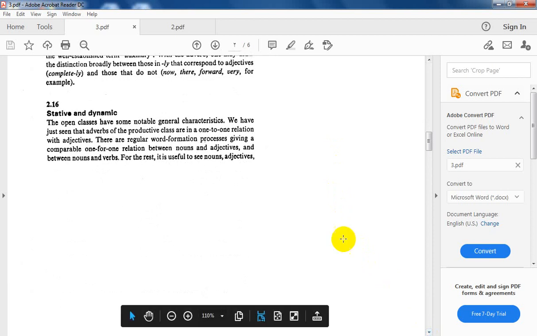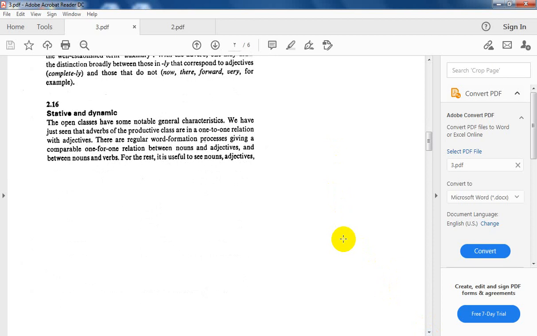The last item that will be discussed in our lecture today is stative and dynamic. Here we are going to classify the parts of speech that were previously discussed or explained: which parts are stative and which are dynamic, and in which sense.